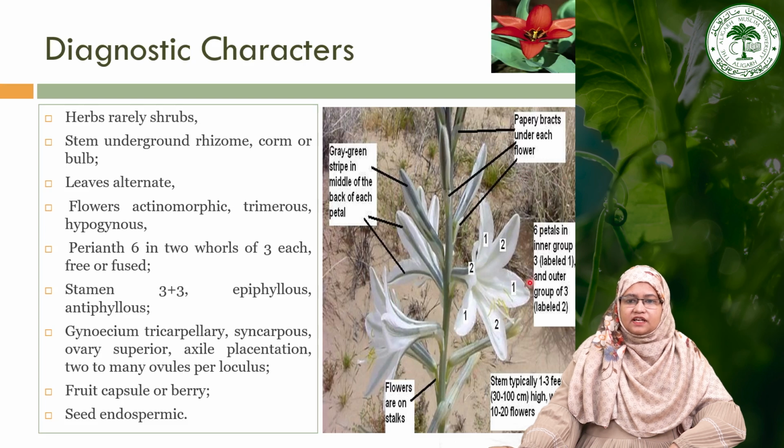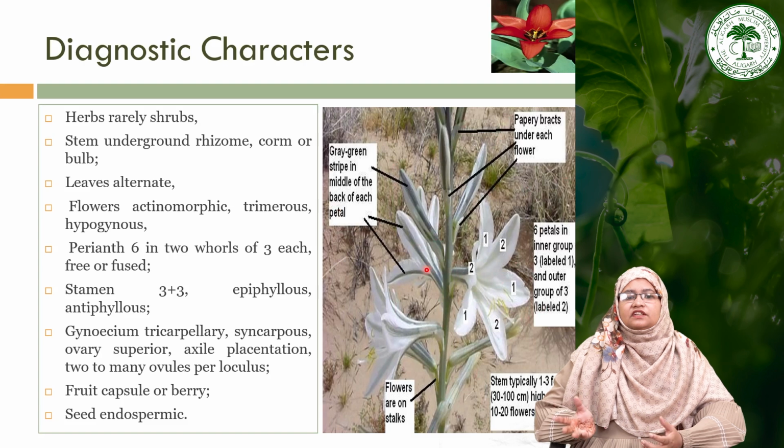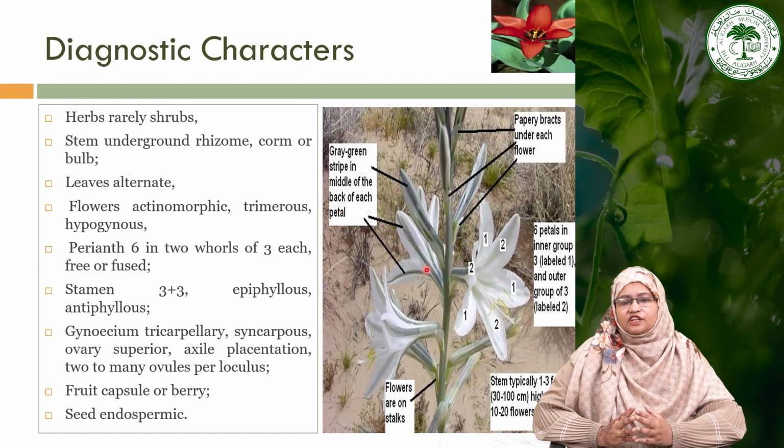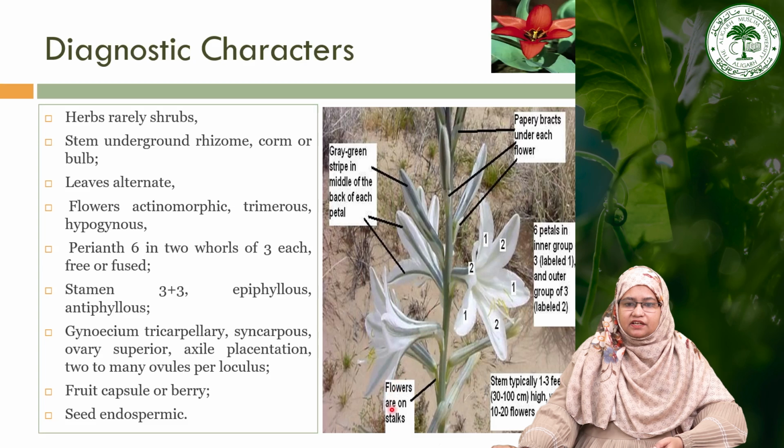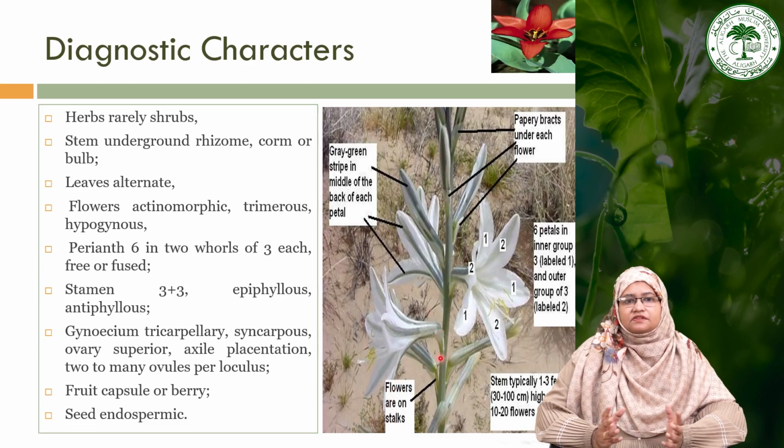So this is particularly showing the characteristics of the family. Here you can see the presence of perianth, which is 6 in number, arranged in 2 whorls. Then they have petals that are quite showy in nature, with a bract at the base, so it is a bracteate flower as we have discussed earlier. And the flower is also pedicellate in nature. So these are the diagnostic features or characters of the family Liliaceae.